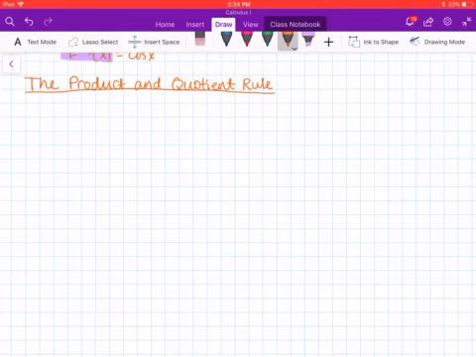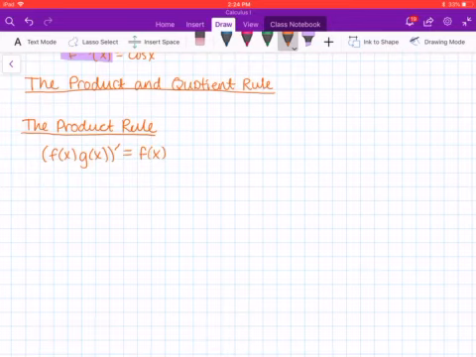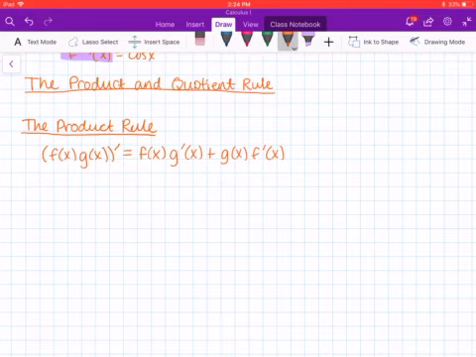Okay, so the product rule first. So we have two functions, let's call them f and g, and then we take the derivative. Now, we're multiplying them together. The product rule says you take f and then you multiply by the derivative of g plus g times the derivative of f. And that's the product rule. So whenever you have any two functions that you're multiplying together, you are required to do the product rule.